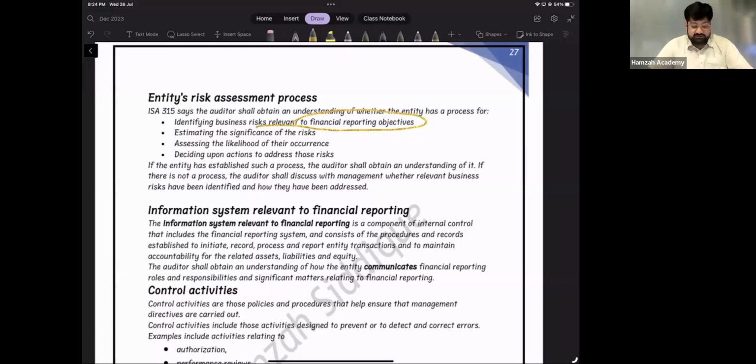And then the second point, estimate the significance of the risk. How significant is the risk? Significant means quantify: what is the impact if this occurs, how much will be the amount of loss, how much misstatement will be in the financial statements. Quantify the significance, and the likelihood of occurrence, the chances of occurrence.